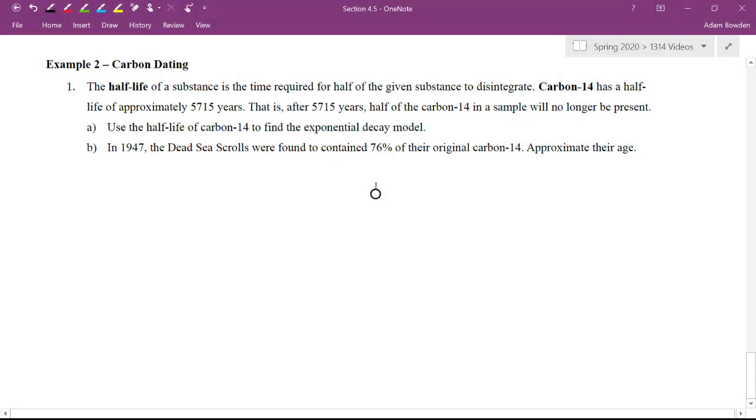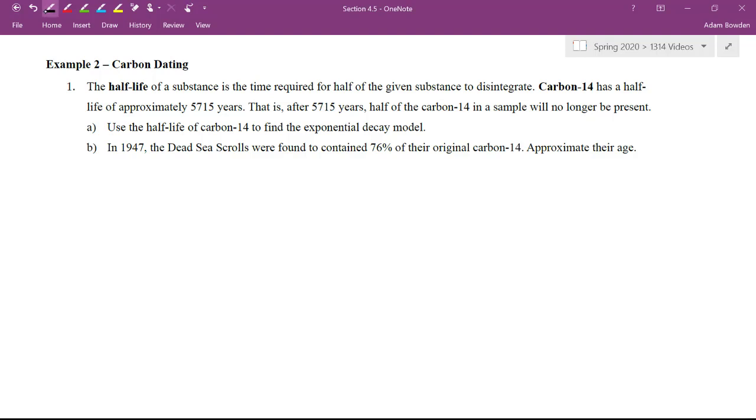Another case where exponential decay is rather useful is in the science of carbon dating. So carbon dating takes what's called the half-life of a substance. The half-life is the time required for half of a substance to completely disintegrate. We know the half-life of carbon-14 is approximately 5,715 years. This means that after 5,715 years, half of the carbon-14 in the sample will no longer be present.